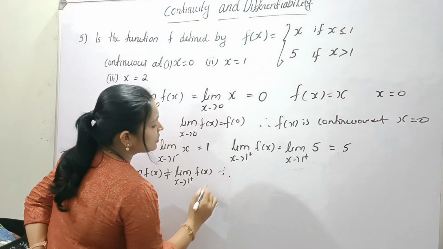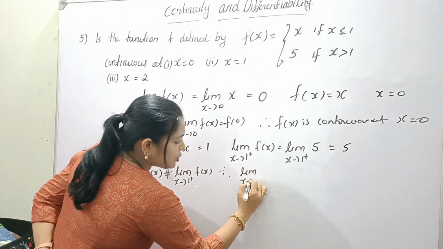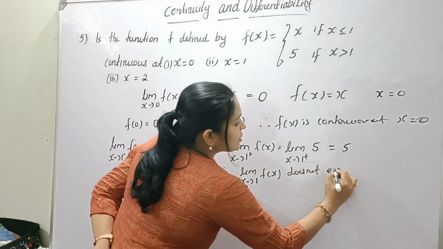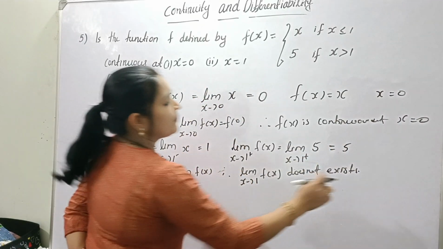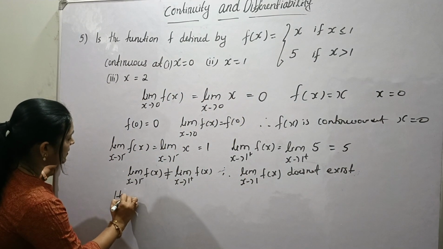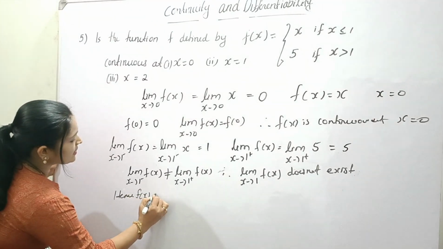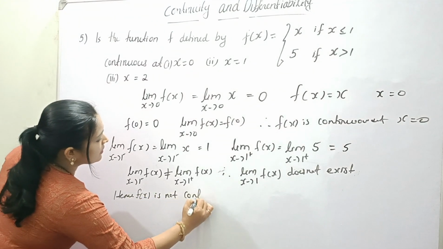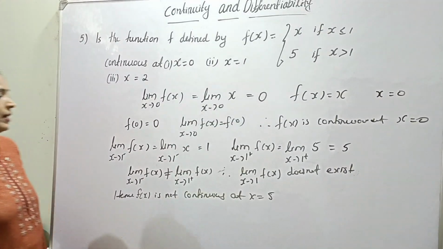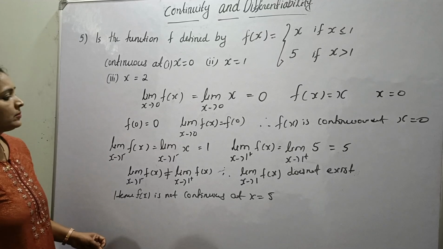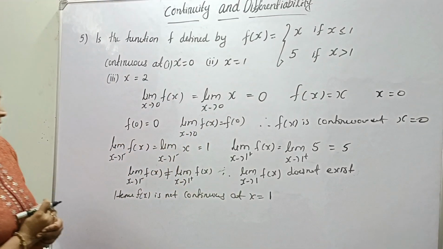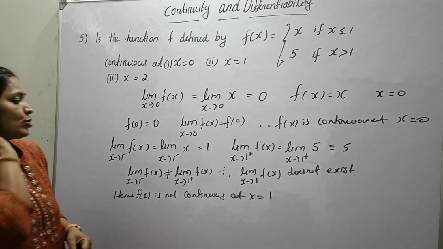Therefore limit x tends to 1 f of x does not exist. Hence f of x is not continuous at x is equal to, sorry, not 5, at x is equal to 1. Okay, f of x is not continuous at x is equal to 1.